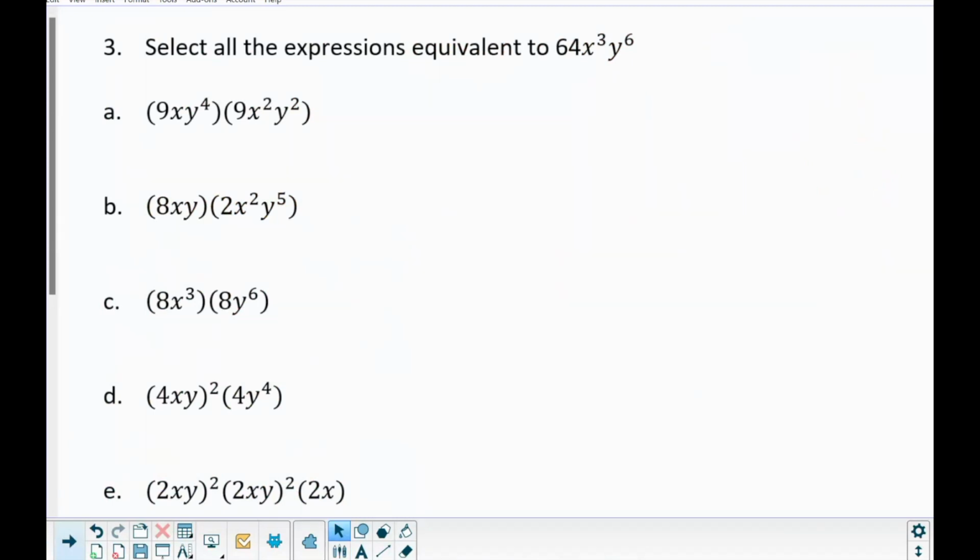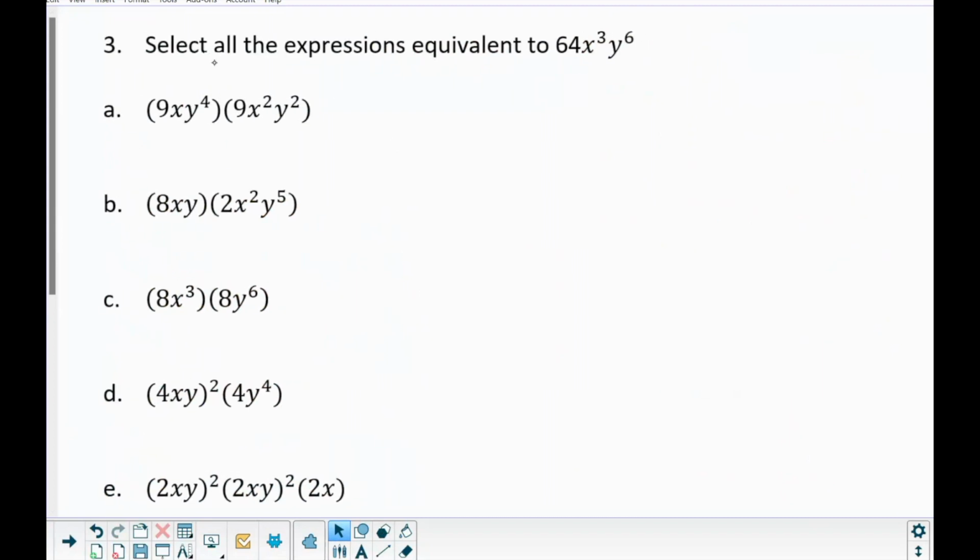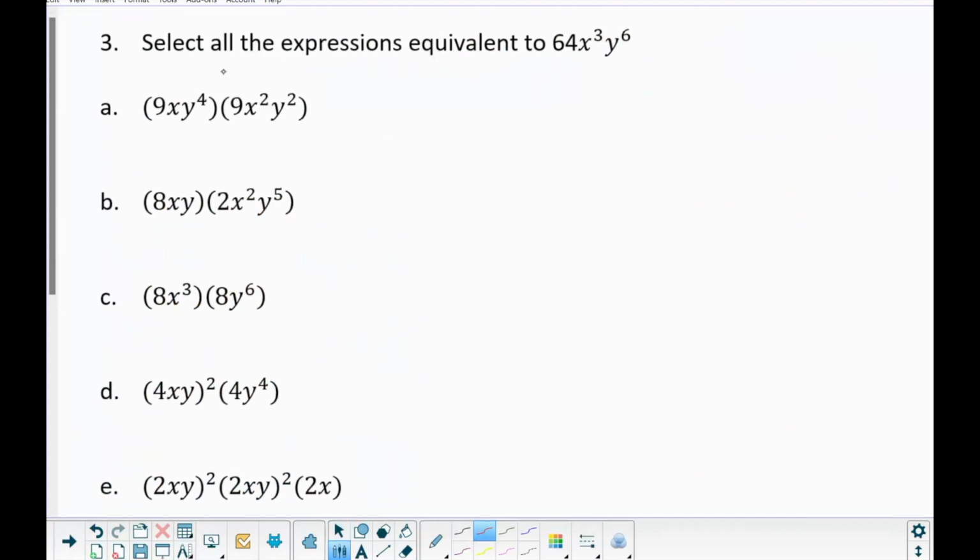All right, so for 3, you're looking to select all the expressions, keyword being all, the expressions that are equivalent to 64x^3y^6. So again, you need your laws of exponents. When we have 2 terms multiplying, because when they're right next to each other, they're multiplying, you're adding exponents. So start with your whole number. 9 times 9 is 81.